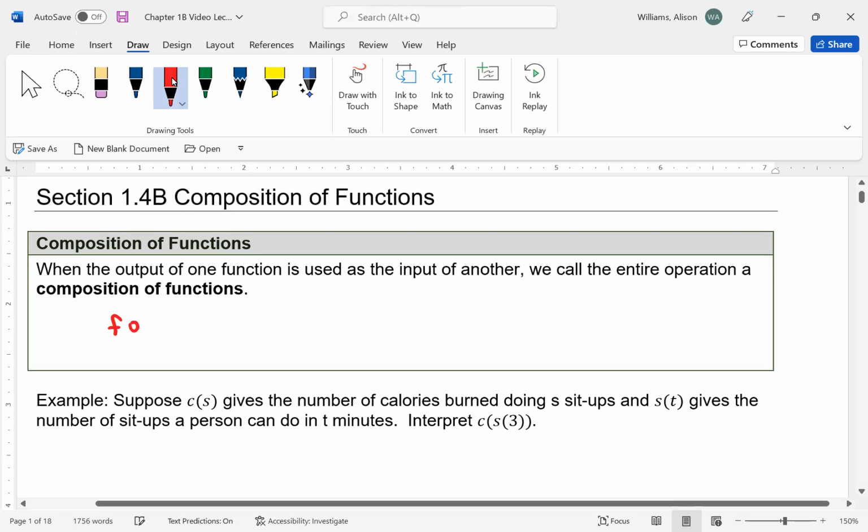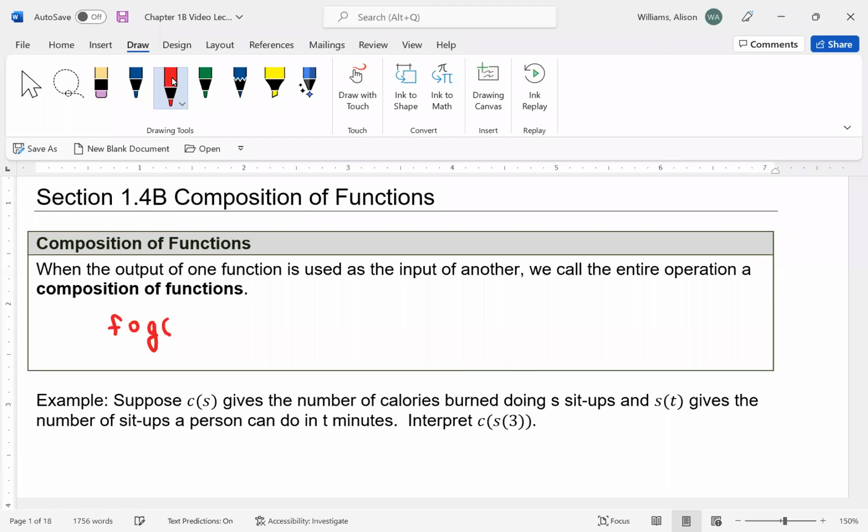F and then open circle. That reads mathematically F composed of G of X equals, and often they put parentheses around that, equals F of G of X. In other words, we're plugging G of X into F of X. Or similarly, G composed of F of X equals G of F of X.